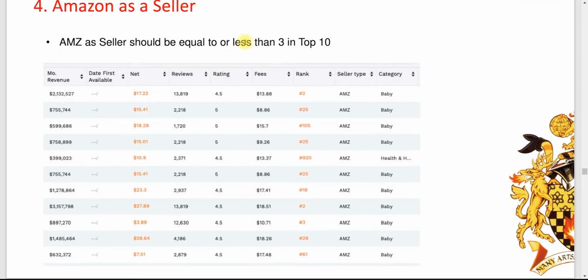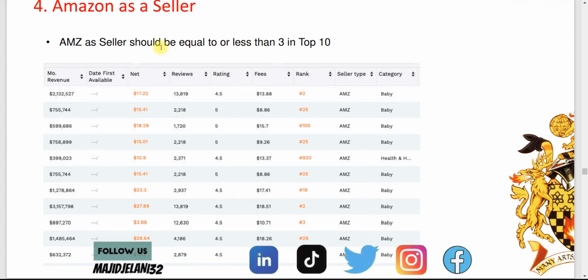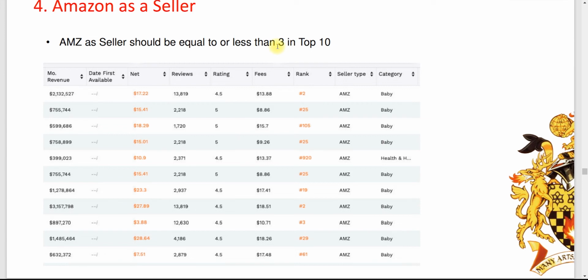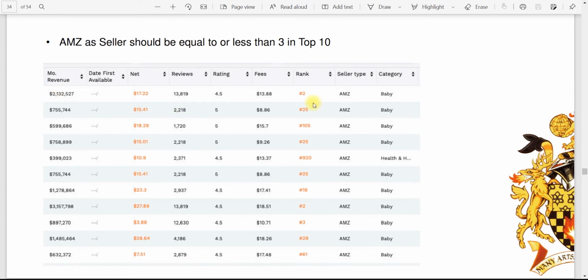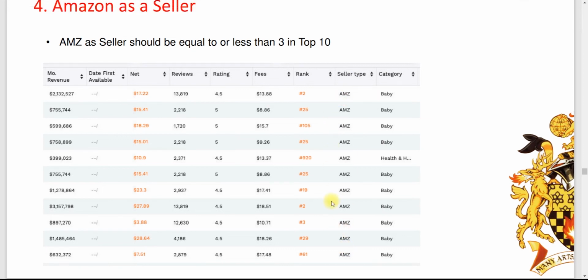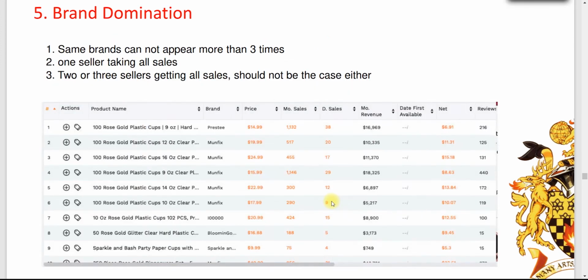Fourth component, Amazon as a seller. Amazon as a seller should appear fewer than 3 times in the top 10. As I have explained before, like in this screenshot, you can see that this niche is completely covered by Amazon. Amazon is not allowing anyone to come into this niche. It is covering all of this niche by itself. So we should stay far away from such a niche where Amazon is so dominant.